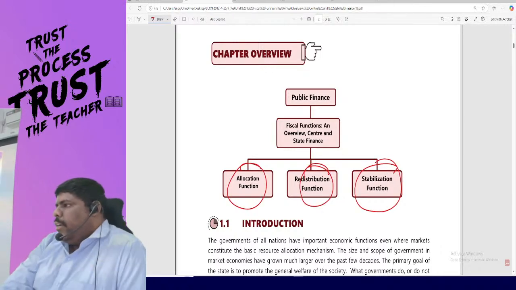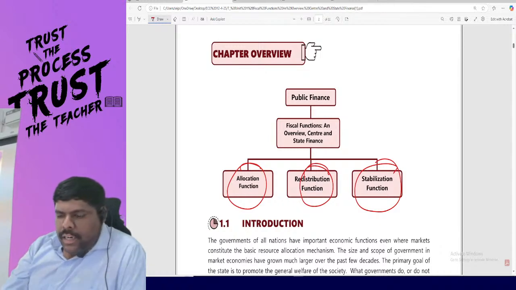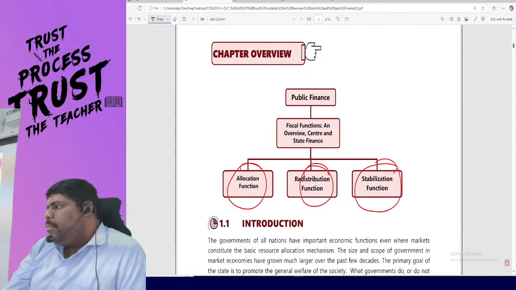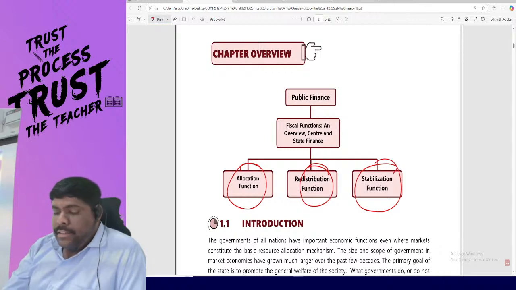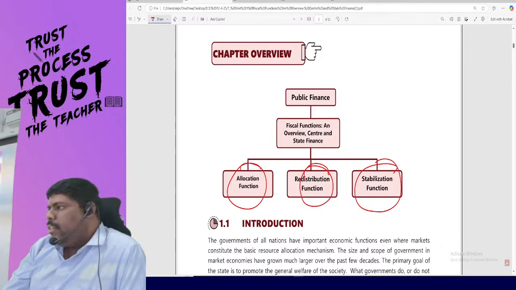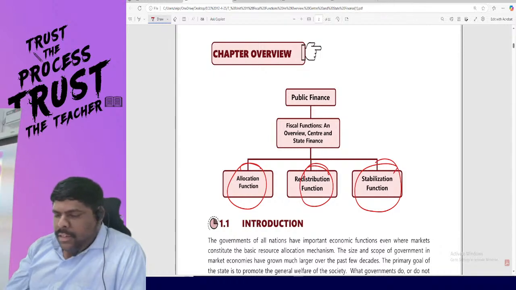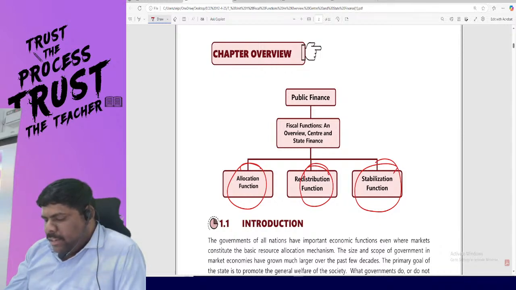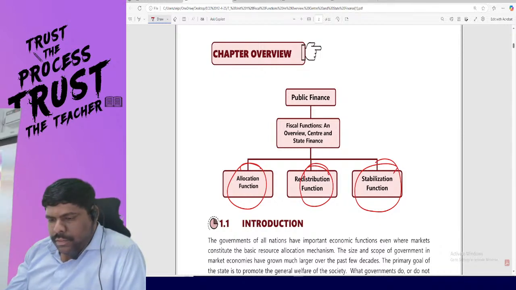Look at the screen, there will be three major functions. Now listen, of these three functions, one function alone is macro, the other two are micro. Just read out the lines: allocation, distribution, and stabilization. Which is the macro? Because last time there was a question on this one. They had certainly asked a question on this. That's why I am checking with you.